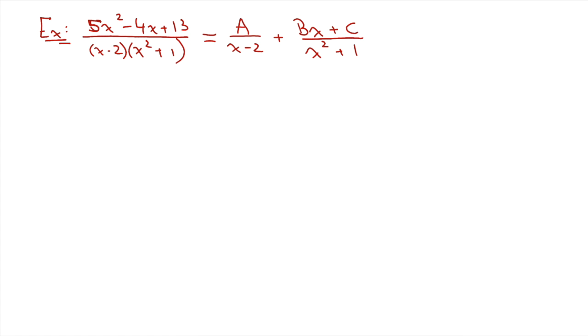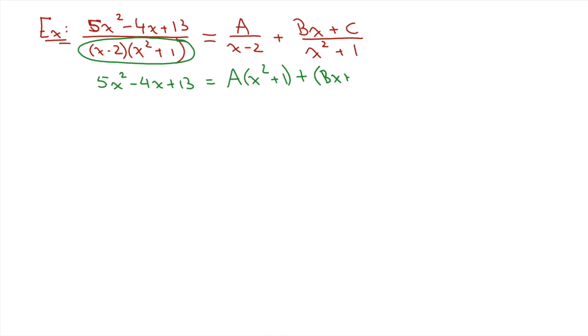All right, what would you multiply by? Common denominator, which of course is this. It's always going to be this. So when I multiply both sides, I'm going to get 5x squared minus 4x plus 13 is equal to a times (x squared plus 1) plus (bx plus c) times (x minus 2).